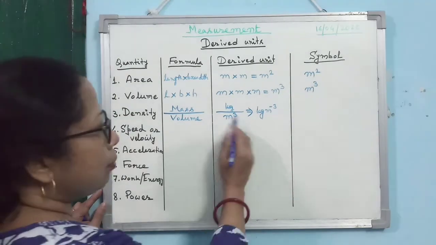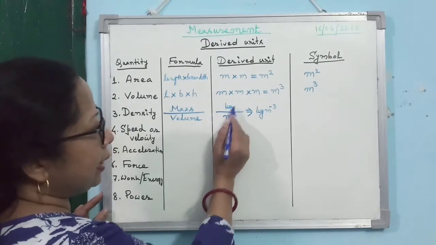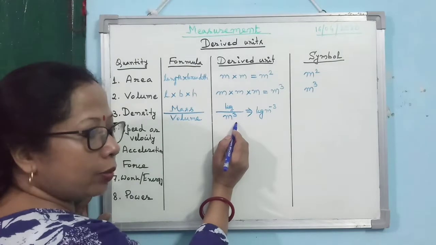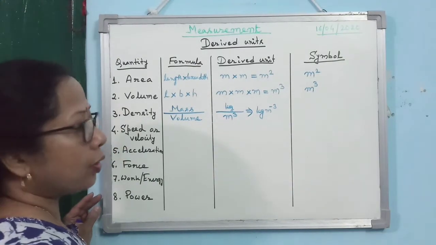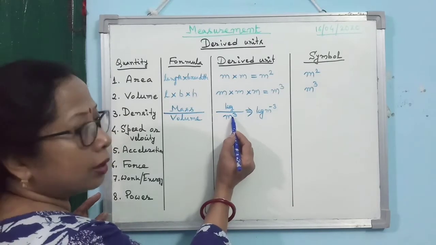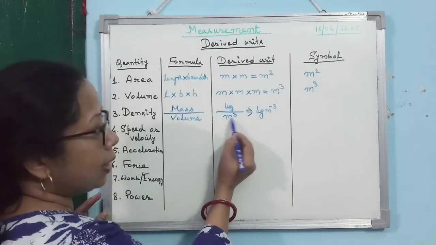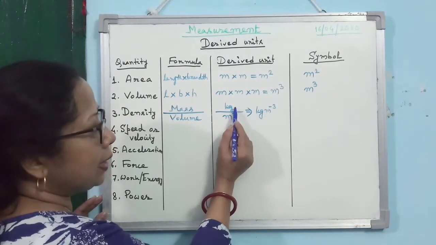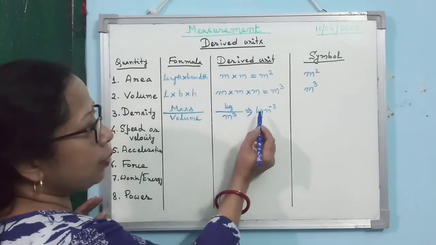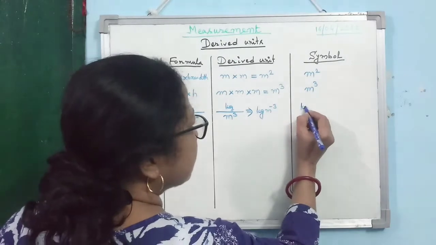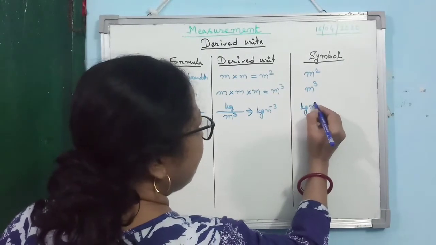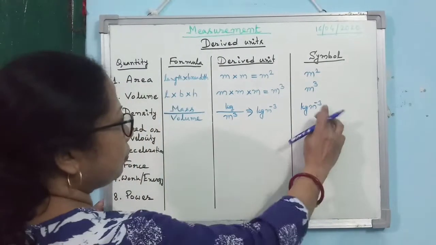Girls, please adopt this method: do not write kg slash meter cube. When I teach the next topic, it will be about the guidelines for writing units. Always we prefer to write the unit as a power. So instead of writing kg slash meter cube, you write it as kg m to the power minus 3. So here the symbol is also kg m to the power minus 3.